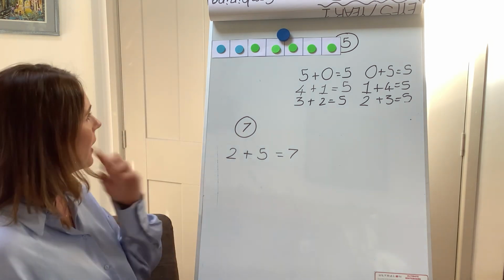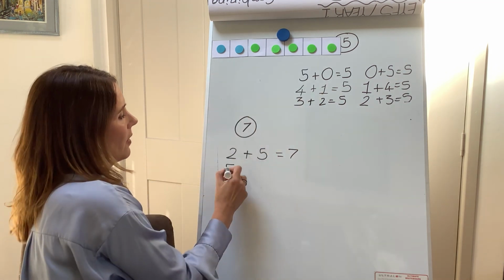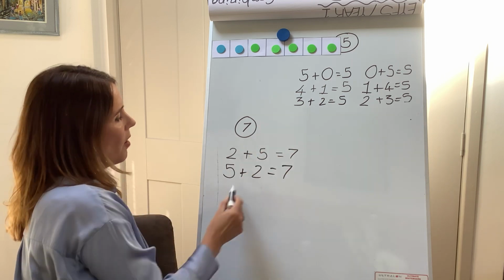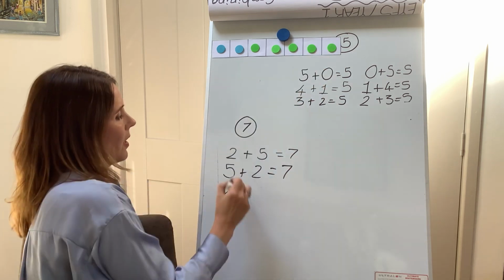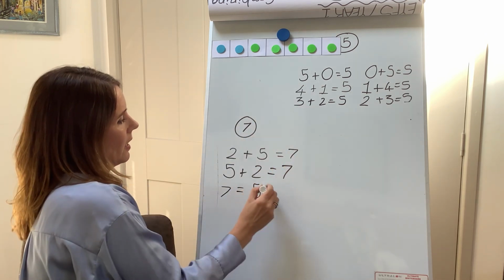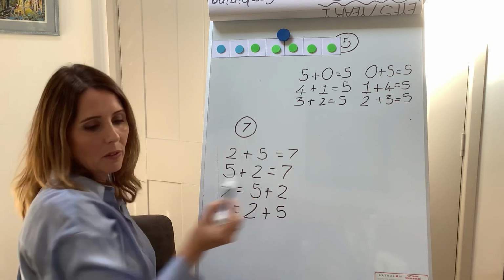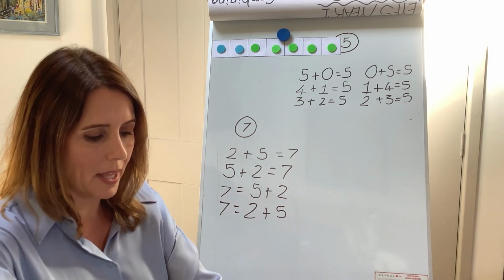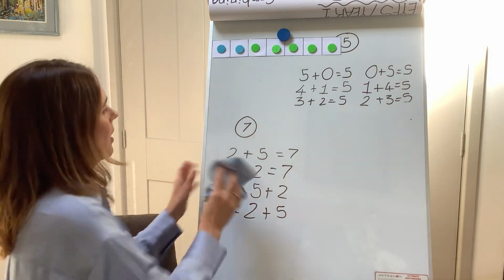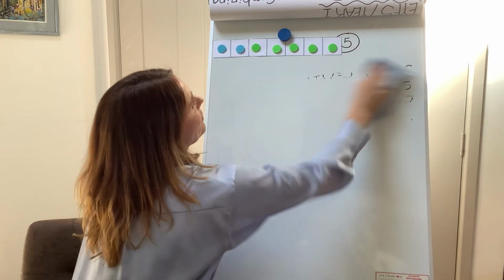Okay, so hopefully 2 and 5 you've got make 7. We can do it the other way around. 5 and 2 is equal to 7. And we can start off with the total. We've got 7 altogether. 7 is equal to 5 and 2. And 7 is equal to 2 and 5. We can also use that to find missing parts as well, and it can help us to do missing number sentences.